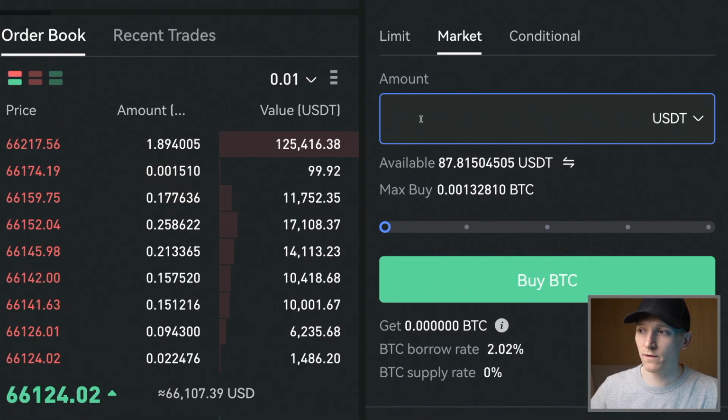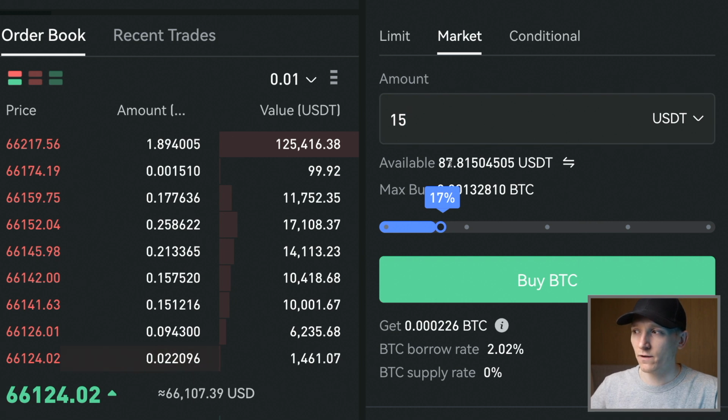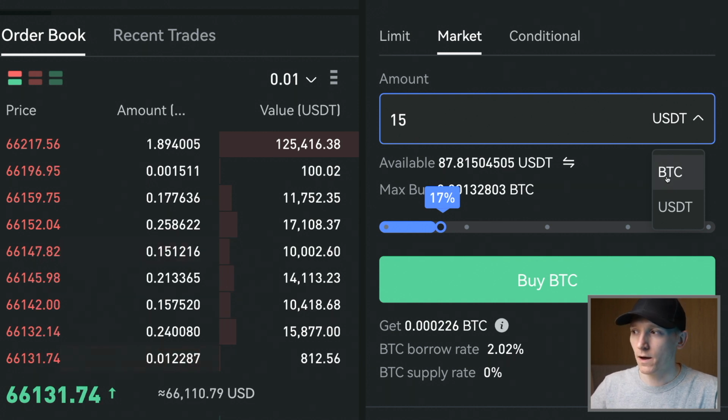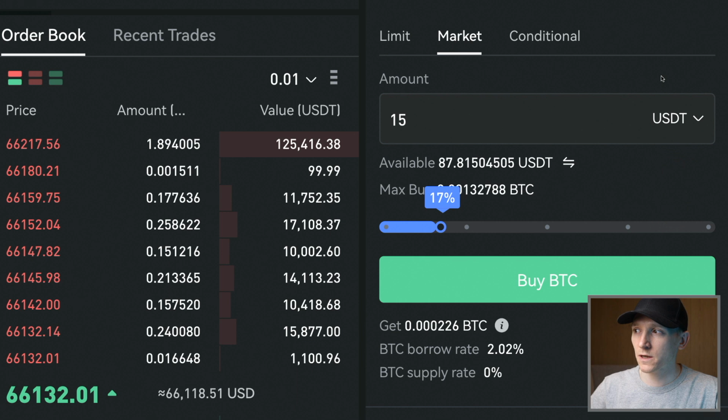So what I can tell the system is, I want to buy an amount of Bitcoin, and it's valued in dollars. You can also change that to BTC. So if you know exactly how much BTC that you want to buy, right, 0.01, you can do that here. But you don't really know what the amount you're going to spend is, because you don't know what price you're going to trade at. So just keep it in dollars.